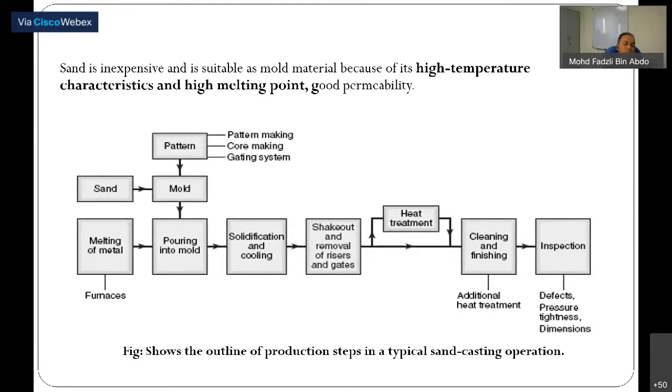Okay, this shows the outline of the production steps in a typical sand casting operation. Dia ada pattern, lepas tu dia ada sand, dia ada mold, lepas tu ni adalah melting of metal, kemudian kita pouring the mold, the solidification and cooling. And then dia check out, and then they remove the riser and also the gates, and then this is the post processing, which means the product tadi kita perlukan heat treatment untuk enhance strength dan juga hardness, and then kita buat cleaning and finishing. Maybe kita akan ada additional treatments, and then kita inspection, sama ada defects ataupun pressure tightness dan juga dimension accuracy.